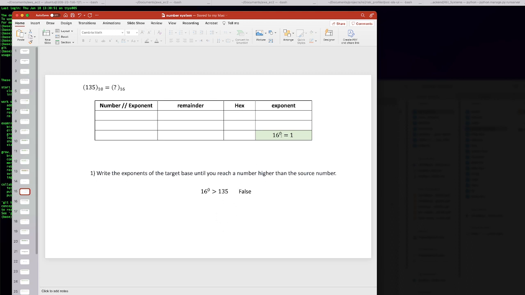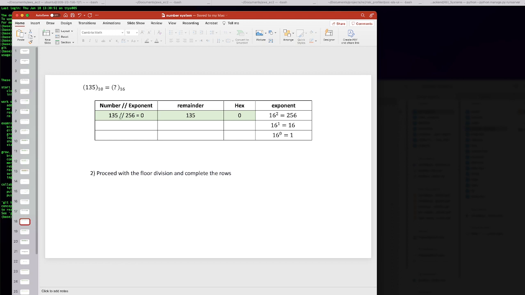So is it 16 to the power of 0 greater than 135? False. Is 16 greater than 135? False. Is 256 greater than 135? Correct. So we stop here, and now we try to fill the rest of these rows. So we proceed with the floor division and complete the rows.